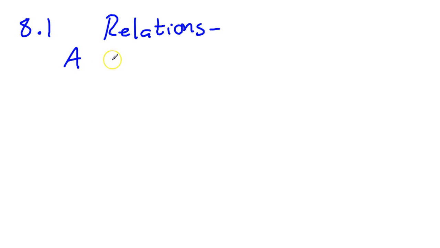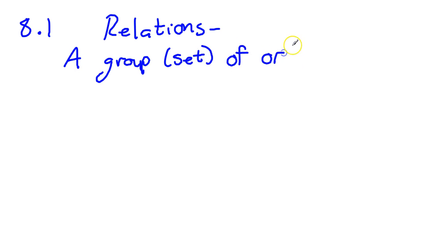Okay, so 8.1. Biggest thing we're looking at in 8.1, it's talking about relations. And all that a relation is, that's just a group or a set of ordered pairs. And inside that ordered pairs, they're going to have a couple of things that they're going to ask you to look at and break apart some different things.